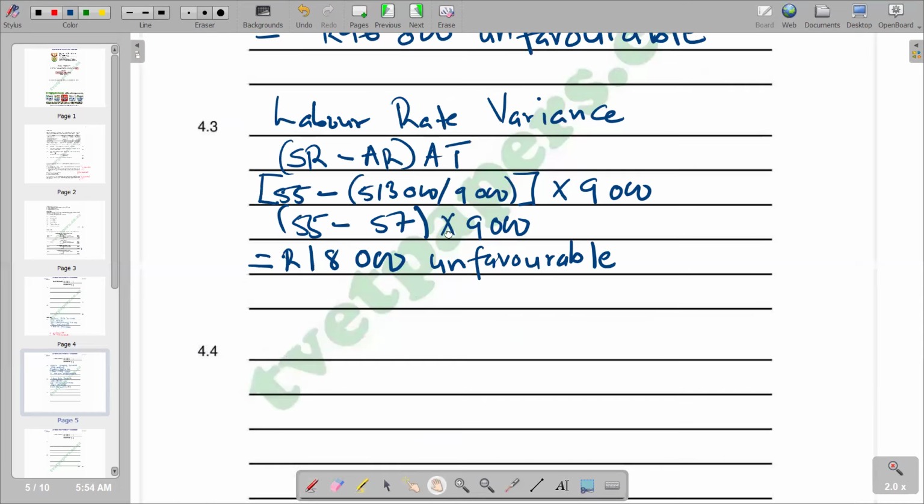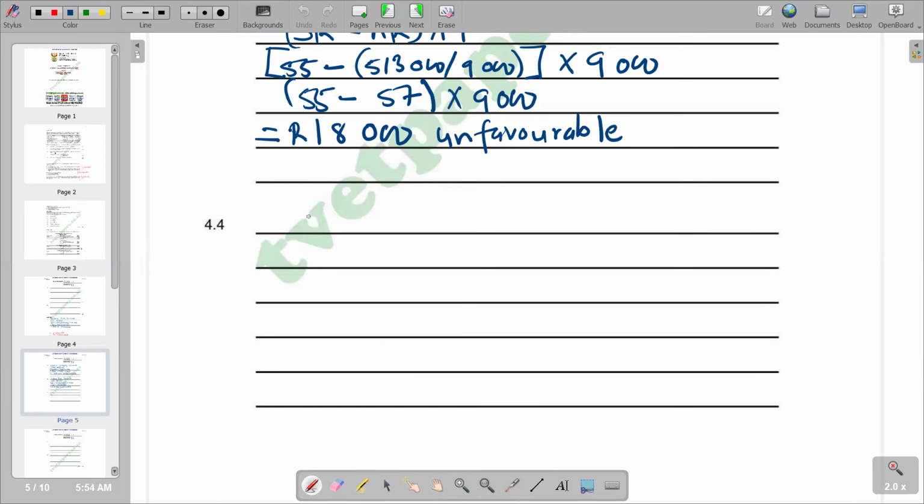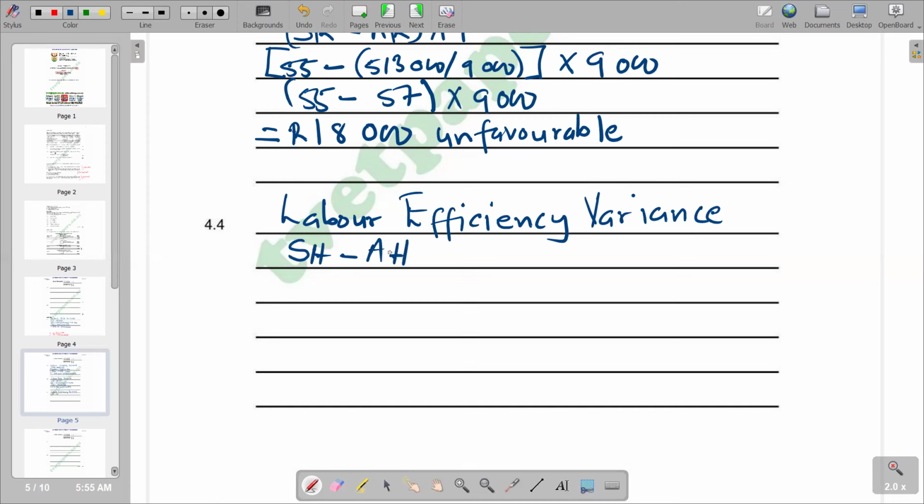Then we move on to the next one, 4.4, which is labor efficiency variance. So we are on labor efficiency variance. For labor efficiency, I will start by putting our formula, which is equal to standard hours minus actual hours, and we calculate by the standard rate.